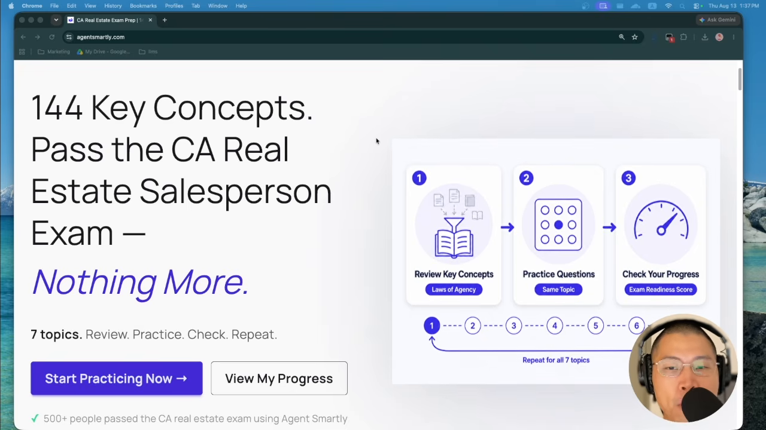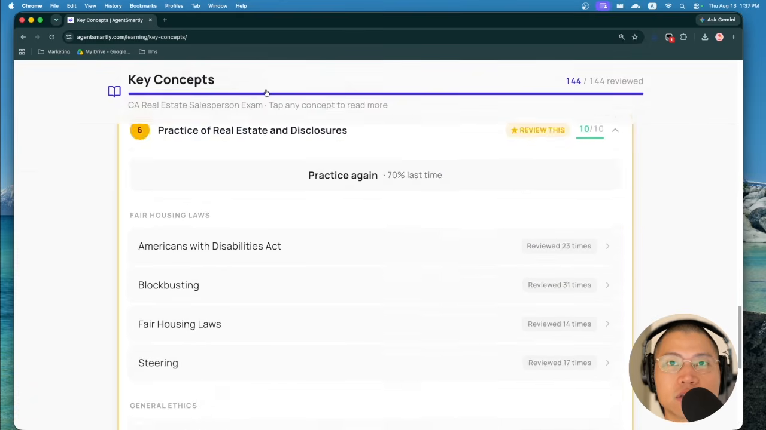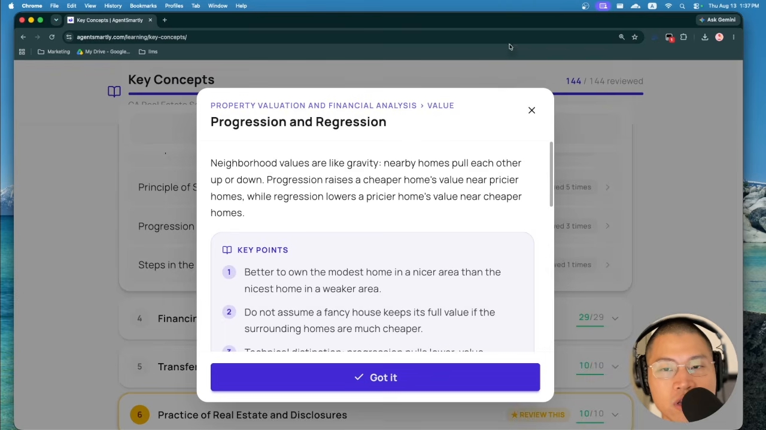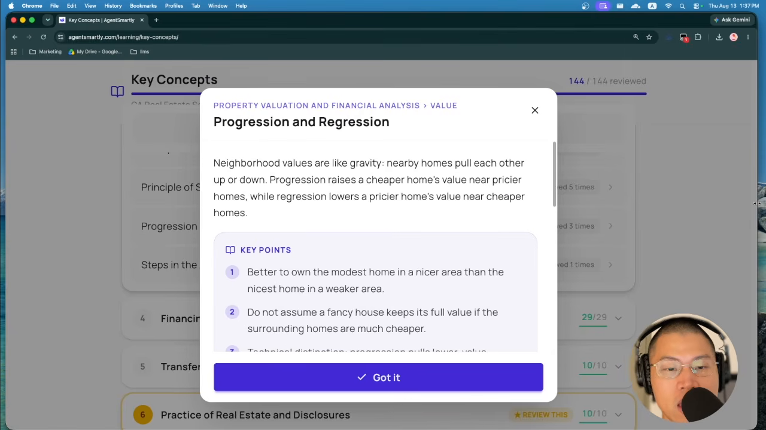Okay, let's get started. So first we go to this key concept point right here, and what we'll see here is progression and regression. So what is that? Let's break it down. Neighborhood values are like gravity, right? Nearby homes pull each other up and down. Progression raises a cheaper home near pricier homes, while regression lowers the home value near cheaper homes. So simply put, the property prices near your home impact your own property price.